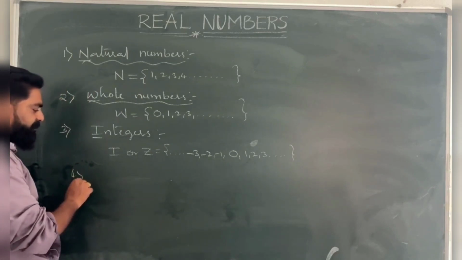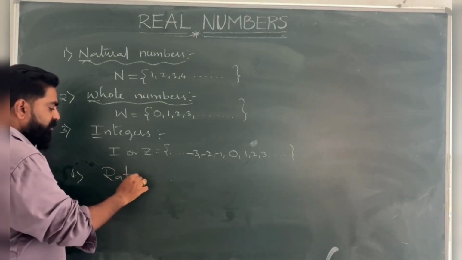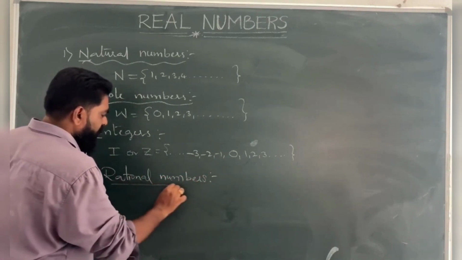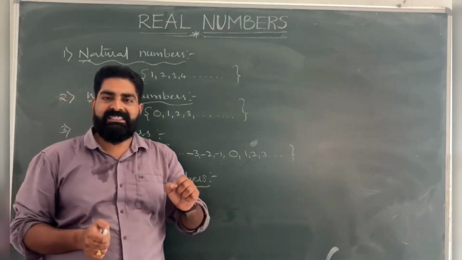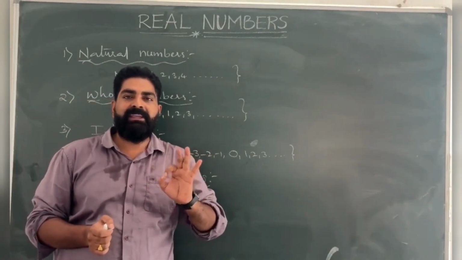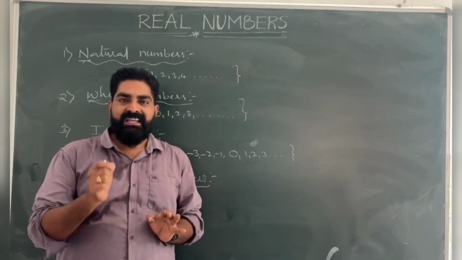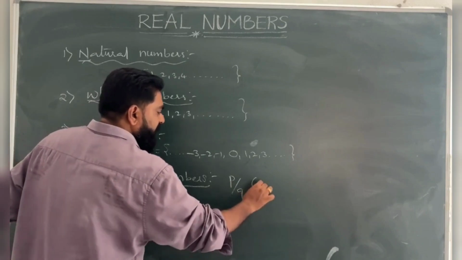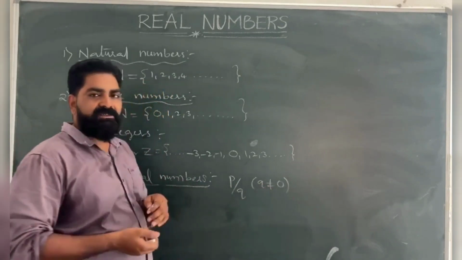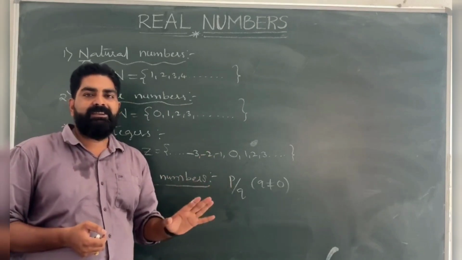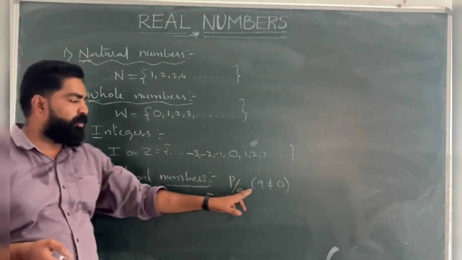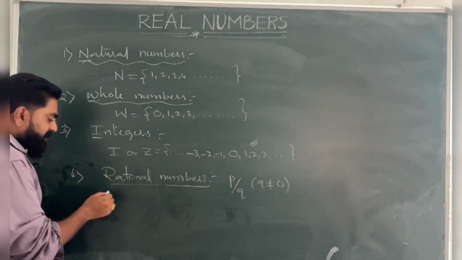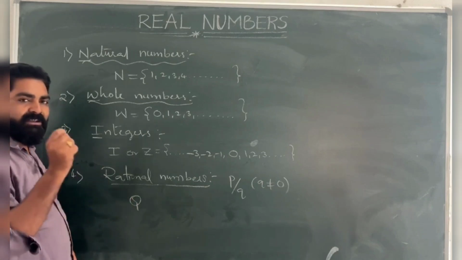The fourth one is the rational numbers. So what are rational numbers? The definition is important. The numbers which can be expressed in the form of p by q, where p, q are integers and q is not equal to 0, are called rational numbers. The condition q not equal to 0 is very important because if the denominator is 0, it is undefined. This is denoted by Q, which stands for quotient.